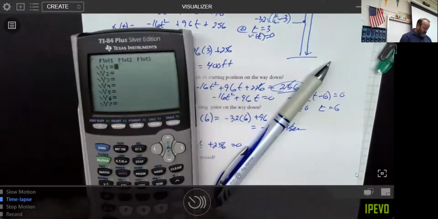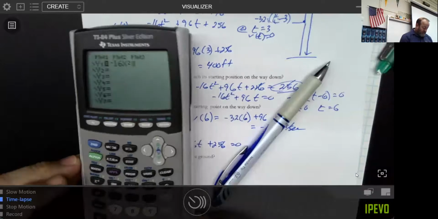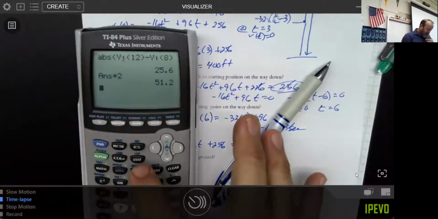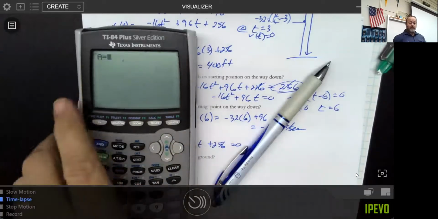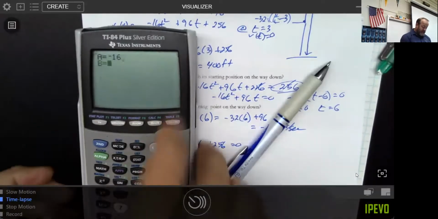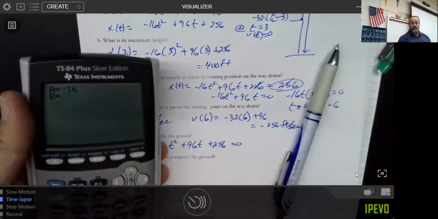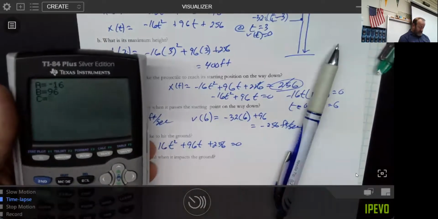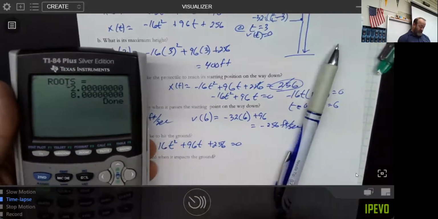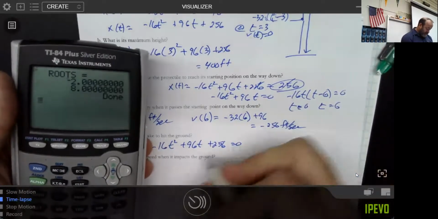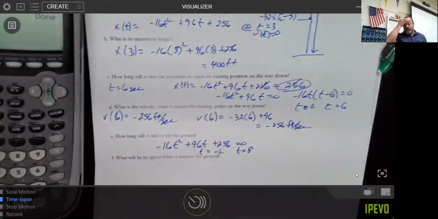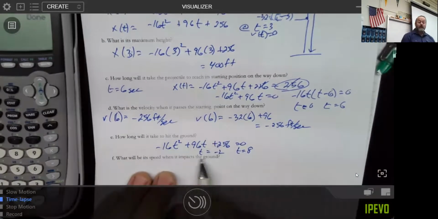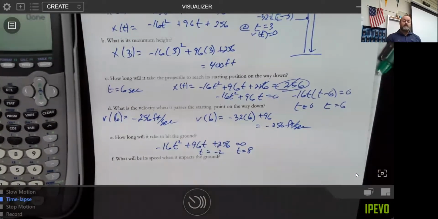Actually, never mind. I'm going to go this way. I'm going to go program quad. My program is designed to solve the quadratic equation where A is negative 16, B is 96, and 256 is, of course, C. And it says you're going to have roots at t equals 0, t equals negative 2, and t equals 8. That tells me, obviously, that it wouldn't have hit the ground 2 seconds before it was launched. It would definitely be 8 seconds after, and that's from the quadratic formula.